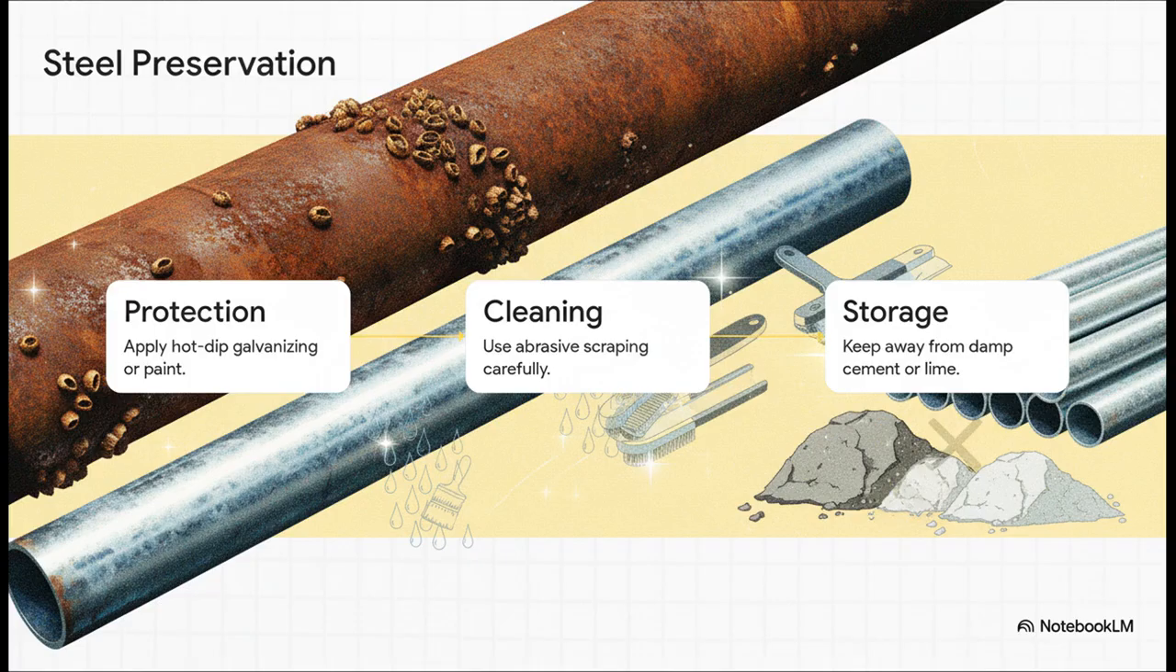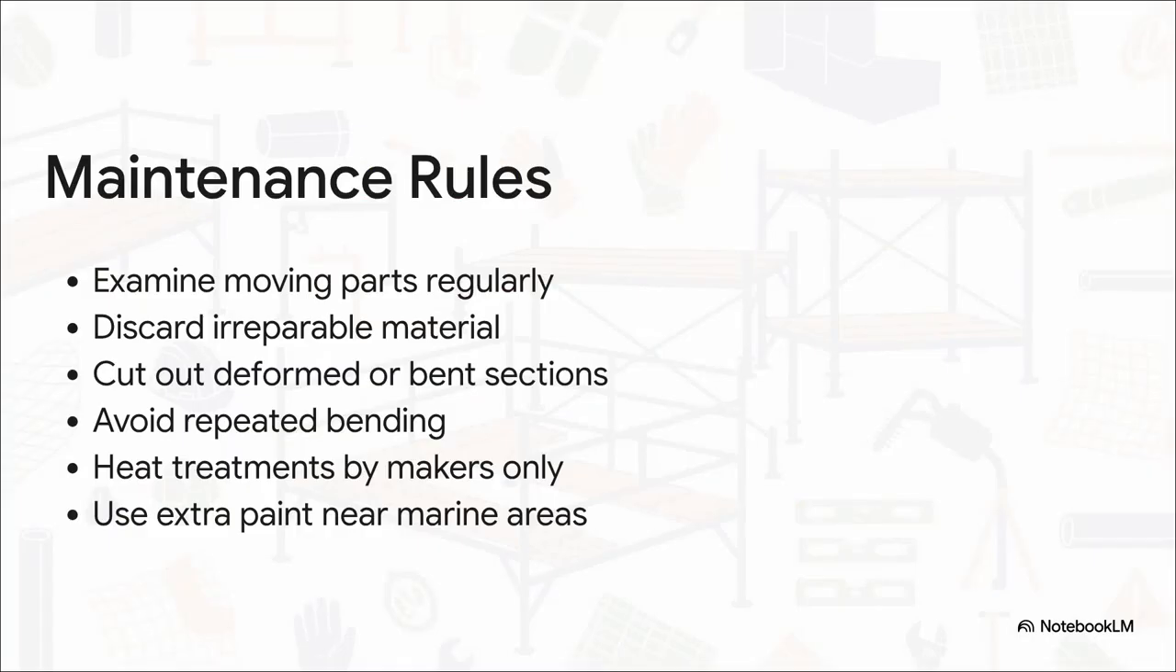Step 2 is safe cleaning. You have to use scraping or brushing to clean the tubes, but it must be done carefully so you don't damage that vital galvanizing layer underneath. And Step 3 is proper storage. You should never, ever store these steel tubes in contact with damp cement or lime, because prolonged contact leads to severe chemical degradation. There are a few more really strict maintenance rules to follow too.